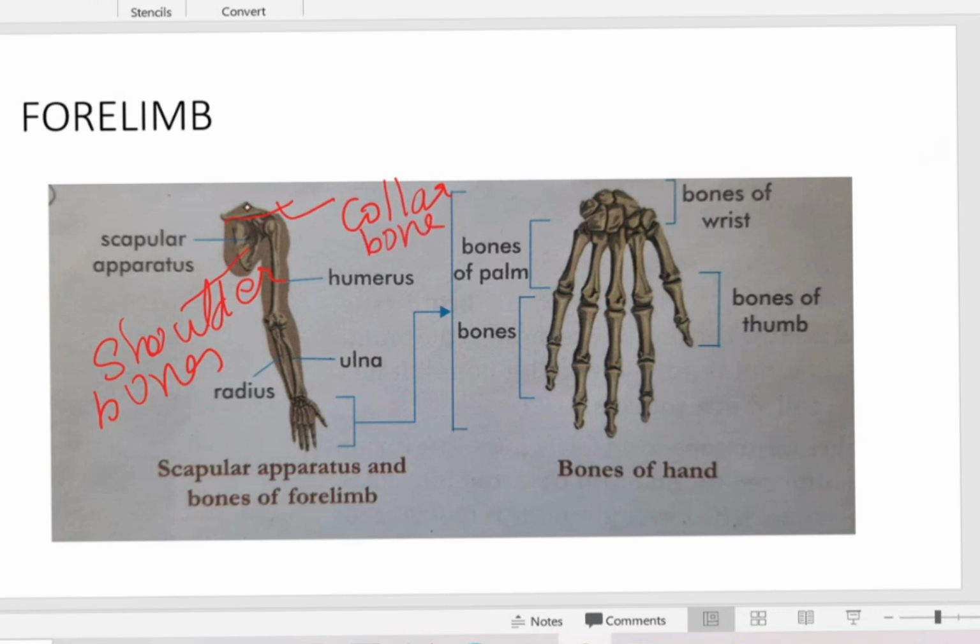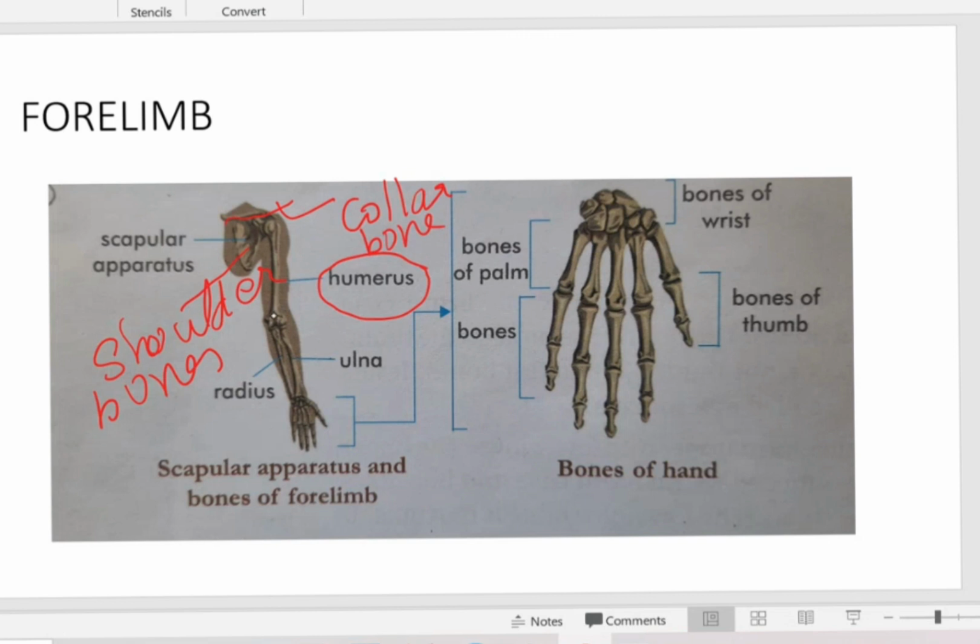So here the connection is given with the help of a joint. What is the name of the joint which is connecting your shoulder to your arm part? It is your ball and socket joint. With the help of that, your hand is connected, and the long part from the shoulder bone till your elbow, this bone is called, what is the name? Humerus.